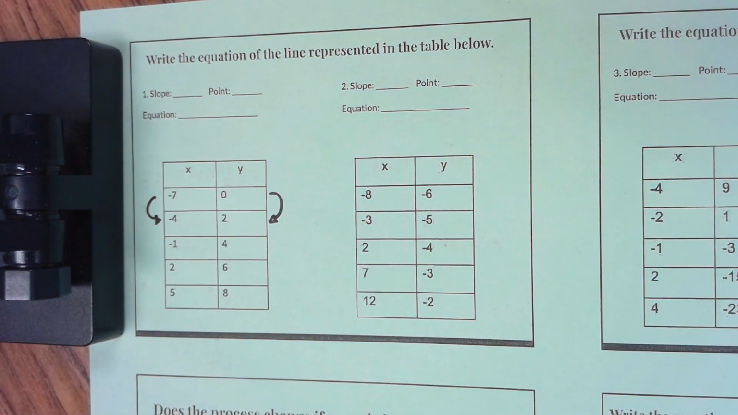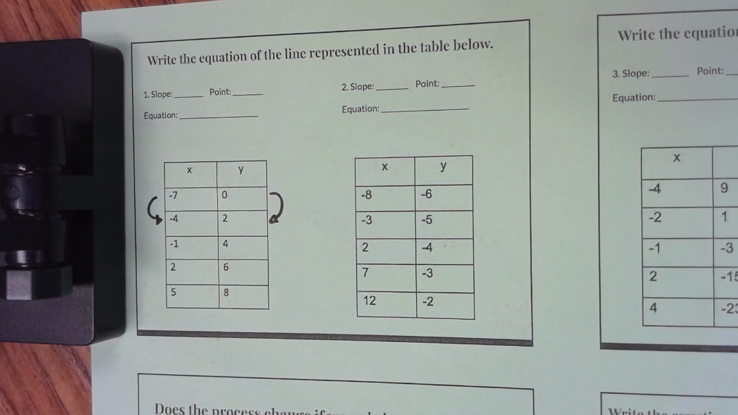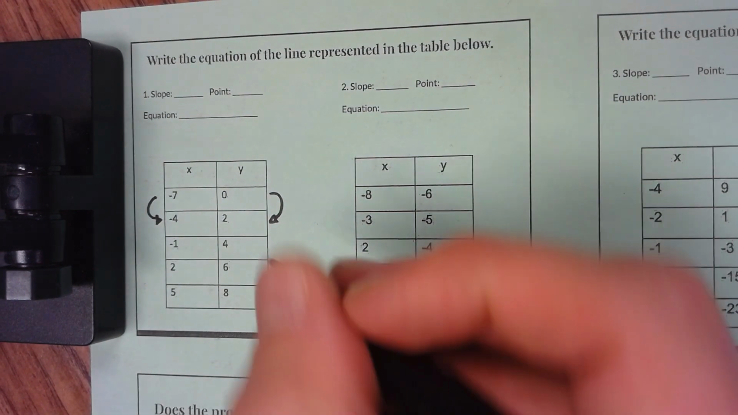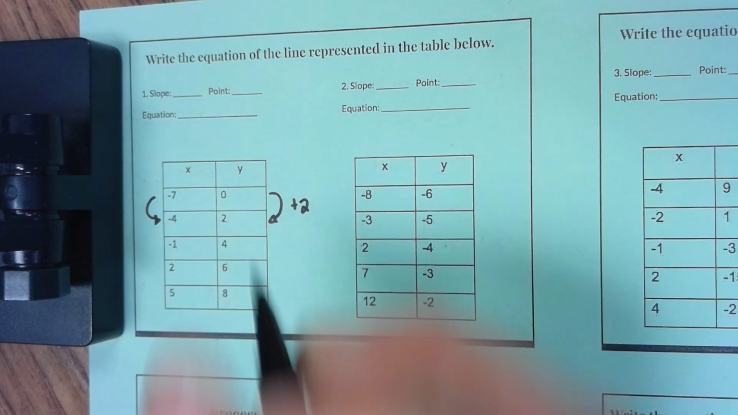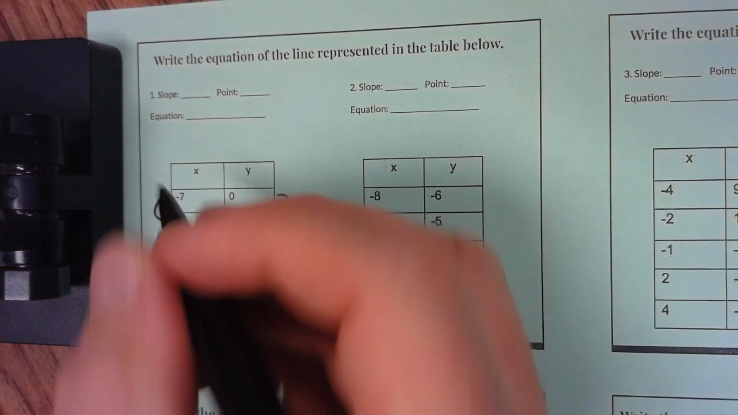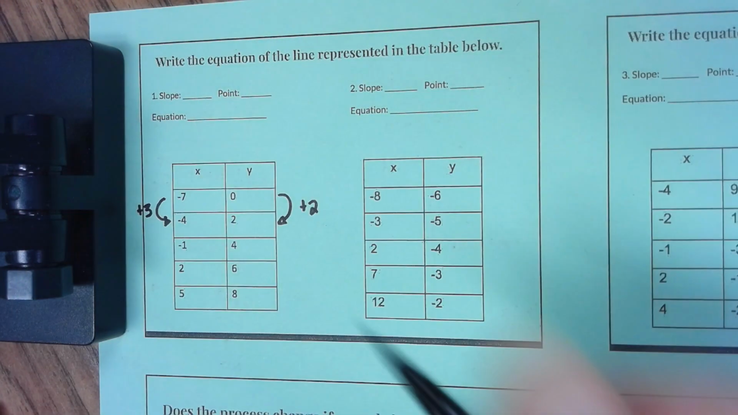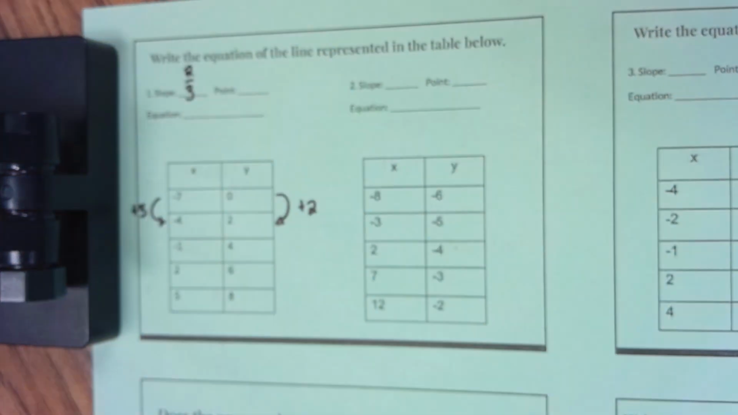To find slope, I'm just finding any change in y and any change in x. This change in y right here is plus 2. This change in x, -7, -4, is plus 3. Making my slope 2/3.